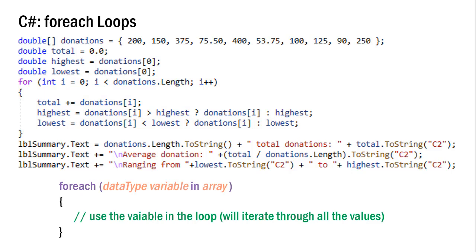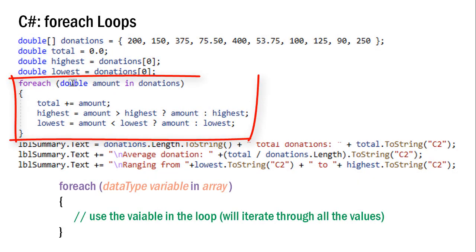The structure of a foreach loop is the word foreach, and then in parentheses, a typed variable, so you need a data type and the variable, then the word in, and then whatever the collection is, or in this case, the array. Each time through the loop, it will take each value as it iterates through the different elements, and we can use that variable inside the loop. So in our case here, rather than using a for loop, where we're using donations element i in several locations, we could rewrite this with a foreach loop.